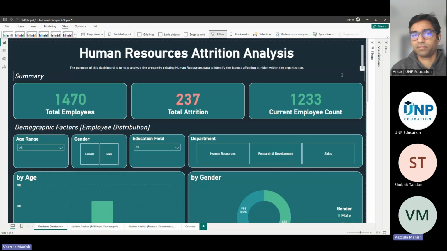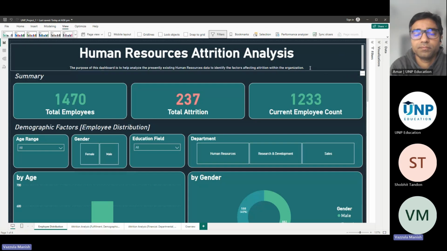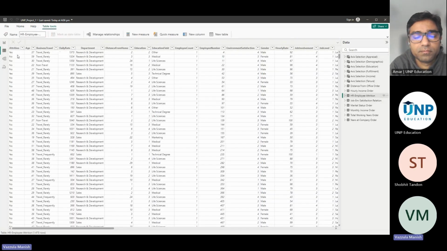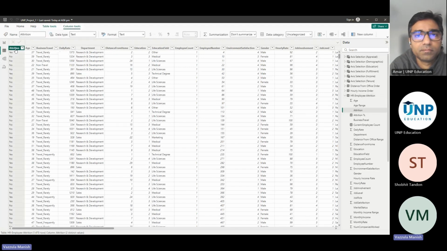I'm Manish, and today I'll be presenting my final review for the dashboard that I've prepared for the human resource attrition analysis. Let me just give an overview with regards to the data that's present. So we have data with a target column, which is attrition. So basically what we're trying to understand is how much of the attrition that's caused within the company is caused by certain factors that are present.